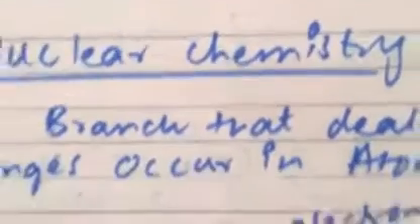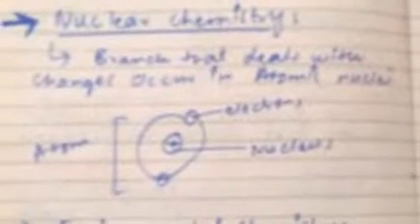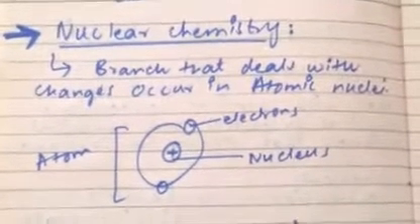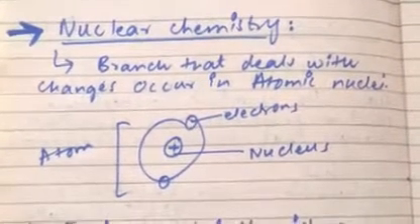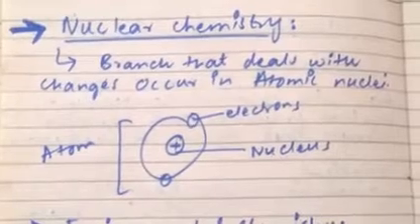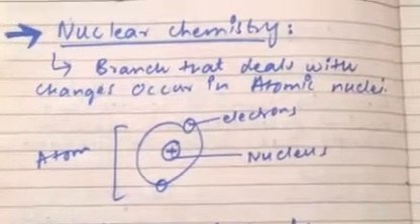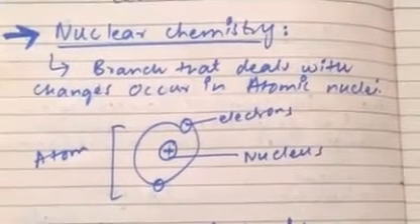Different branches of chemistry. So today we will start with nuclear chemistry. Nuclear chemistry is a branch that deals with the changes that occur in atomic nuclei. So what are atomic nuclei? As given below, this is the structure of the atom, and it is shown clearly that electrons revolve around the nucleus, and the center of the atom, which is very dense and has a positive charge, is the nucleus.